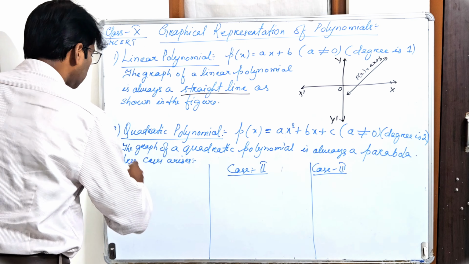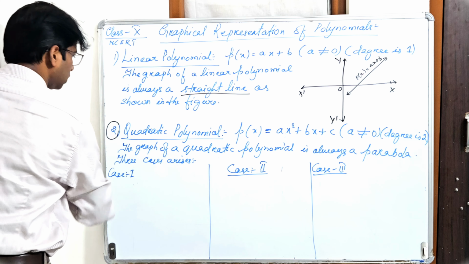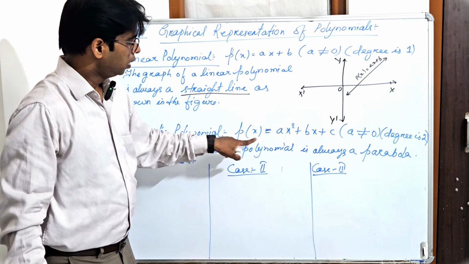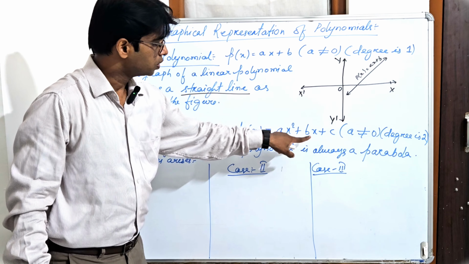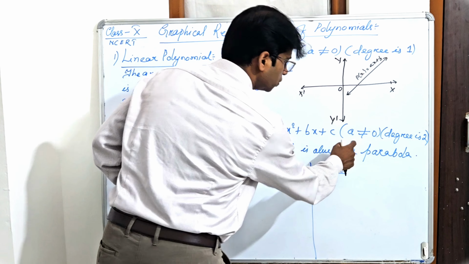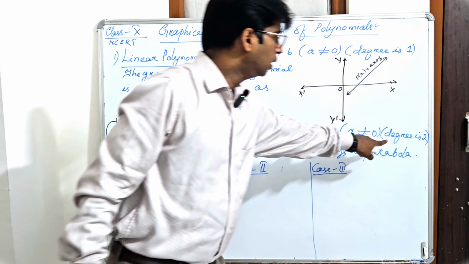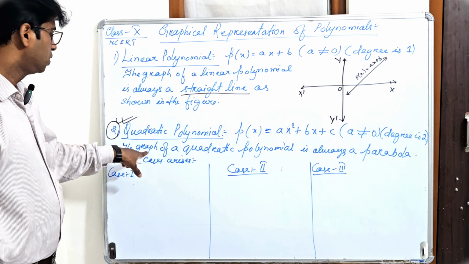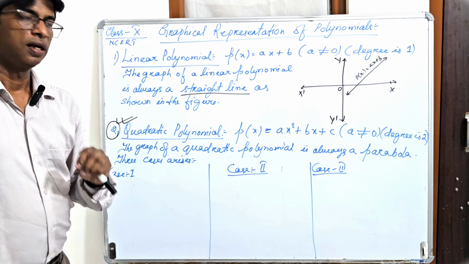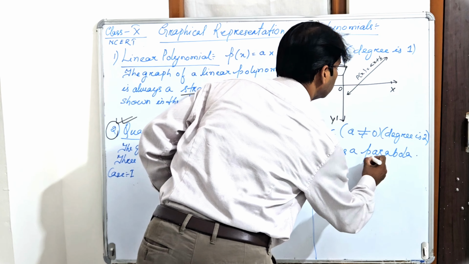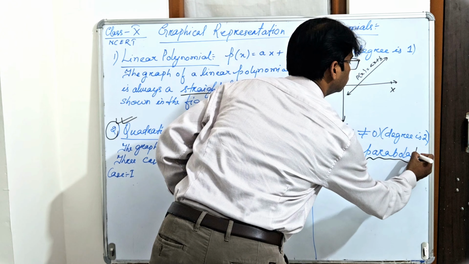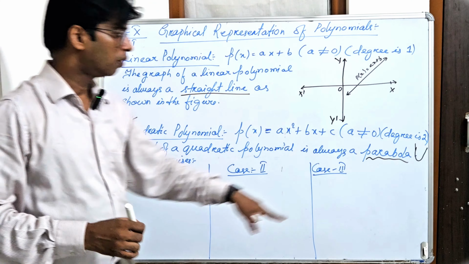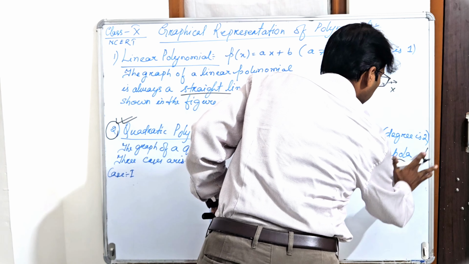So next, very important, which is to be discussed in class 10, is the quadratic polynomial. Its general form is p of x is equal to ax square plus bx plus c, where a is not equal to 0 as a special condition, and degree is always 2. So here I have written the graph of a quadratic polynomial is always a parabola. In this case, three cases arise. How does the parabola look like? The parabola looks like this. So in this way the parabola looks like. So let us do it on the graph.